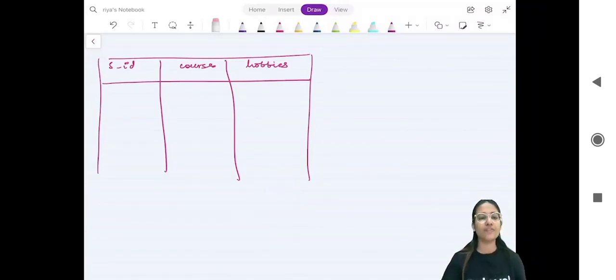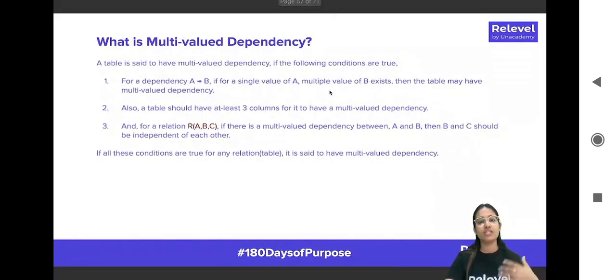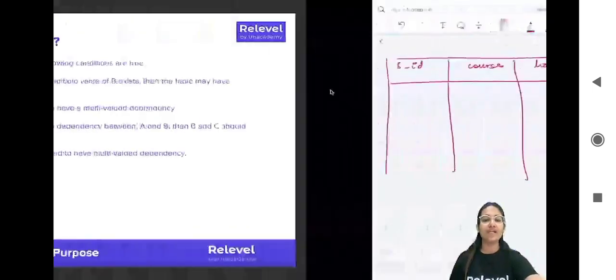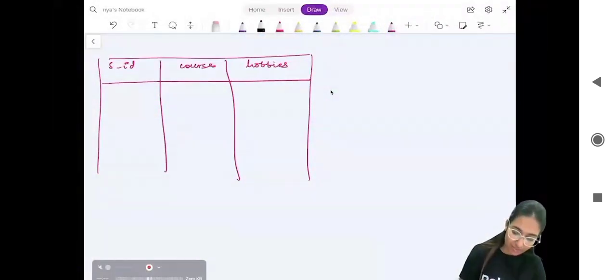So let's go back to the very rules again and then we'll understand. For fourth normal form normalization to be true, first it should be in Boyce-Codd normal form and there should not be any multi-valued dependency. So you can see over here, how do we have multi-valued dependency? The first is that for a dependency from A to B, for a single value of A, multiple values of B should exist, which is true as well.